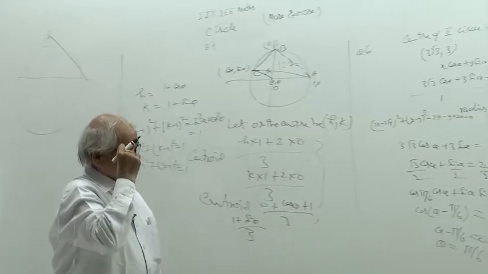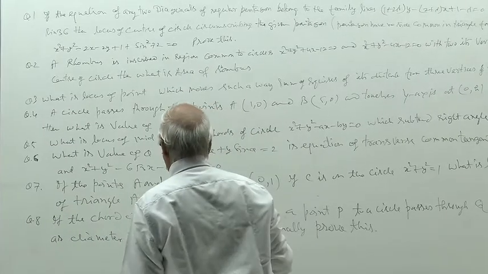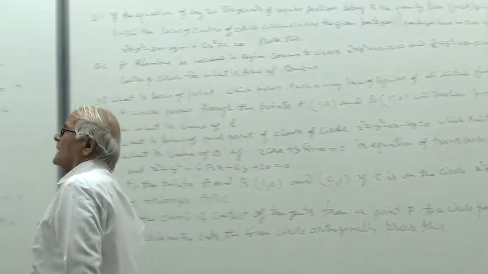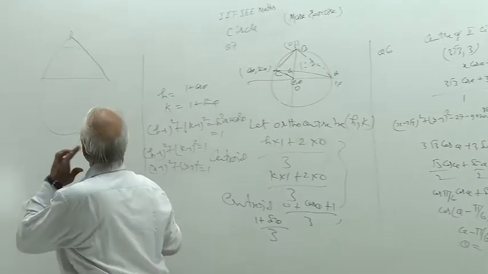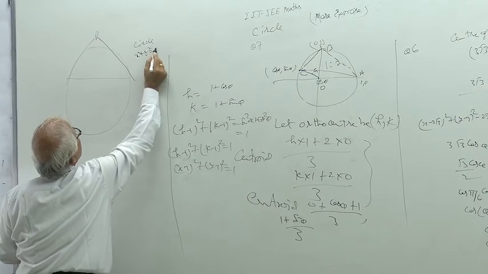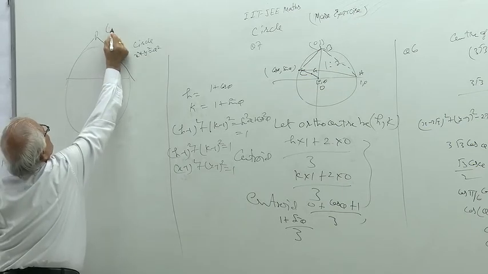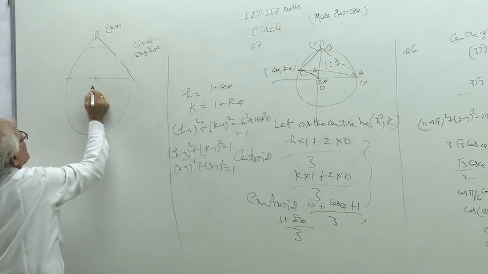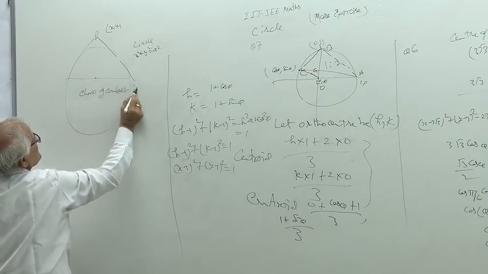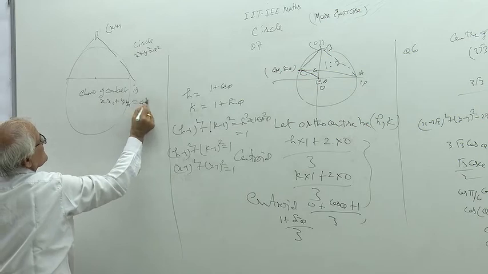What is the circle? This is the circle we are given. The chord of contact of tangents from the point P to a circle. So suppose the circle is x square plus y square is equal to a square. We take the simple equation of the circle. Now what is the chord? Suppose P is (x1, y1). Then the chord of contact is x x1 plus y y1 is equal to a square.